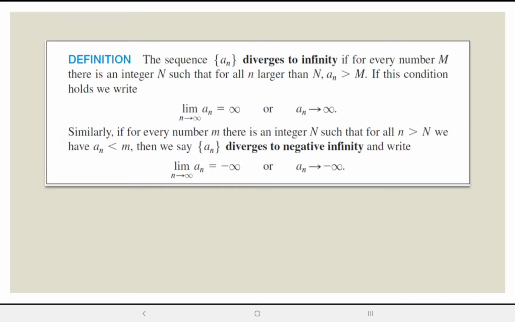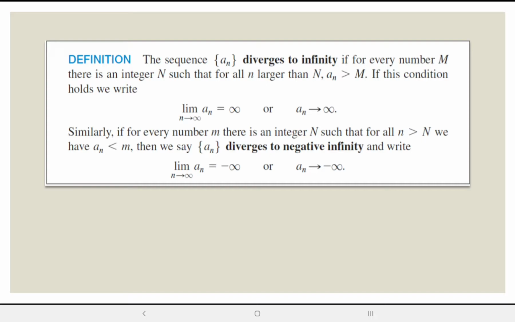Okay, so we have this one. The sequence a sub n diverges to infinity if for every number m there is an integer N such that for all n greater than big N, a sub n is greater than m. If this condition holds true, we write the limit of a sub n to be equal to infinity, or a sub n approaches infinity.